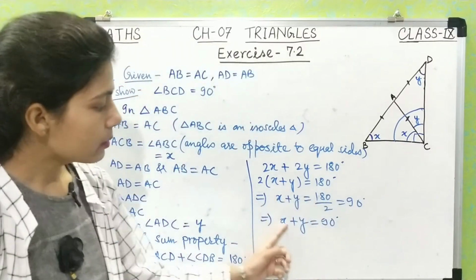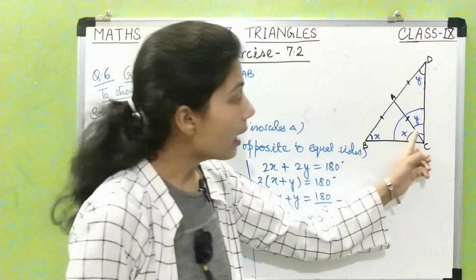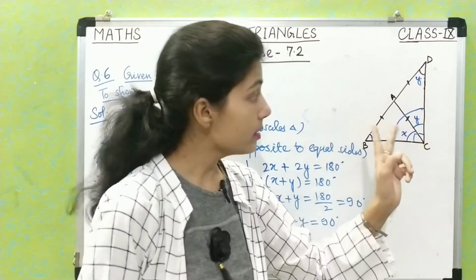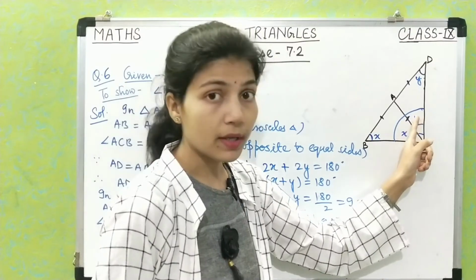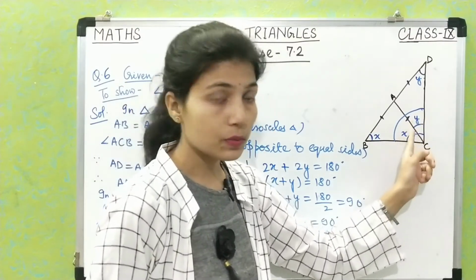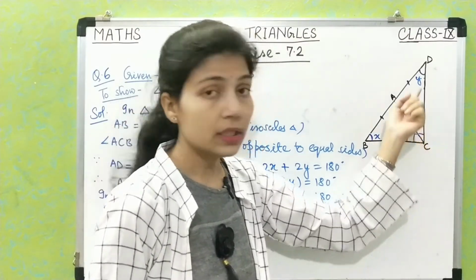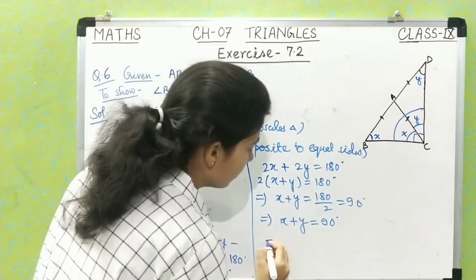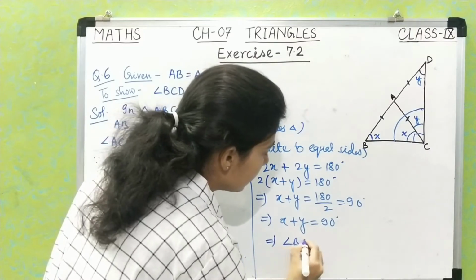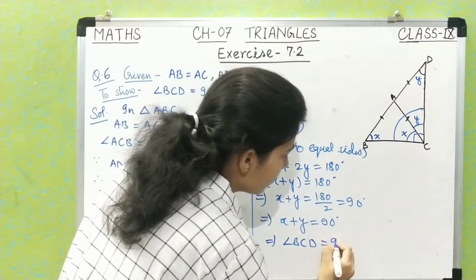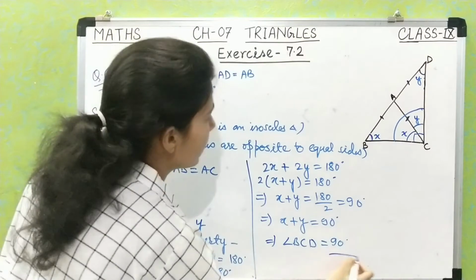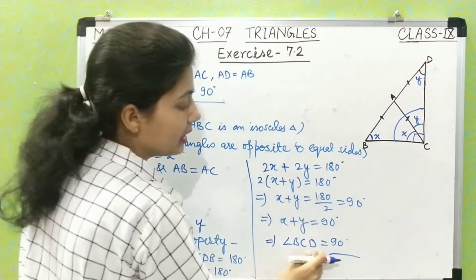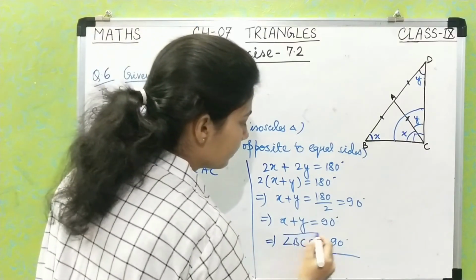Now see, X plus Y is nothing but the angle BCD, because BCD is made up of two angles, one is X and another is Y. So the sum of X plus Y will be the angle BCD. So we can write here in the place of X plus Y, angle BCD, that is 90 degrees. The same we have to show here: angle BCD is 90 degrees.